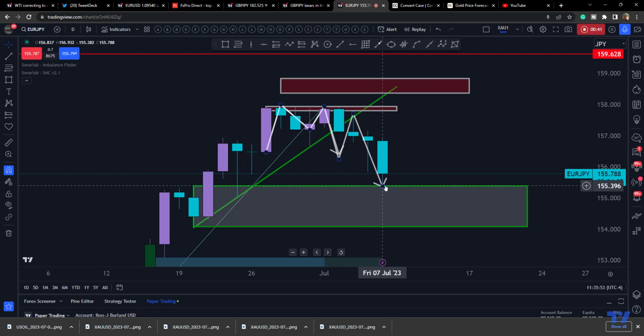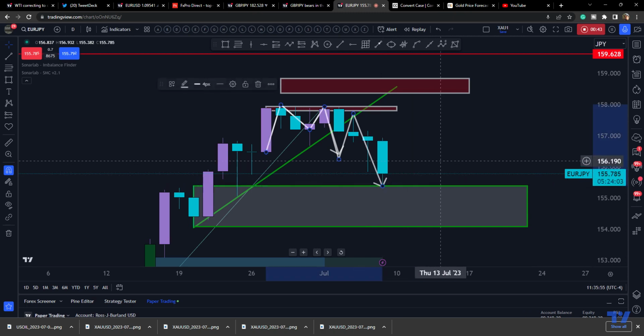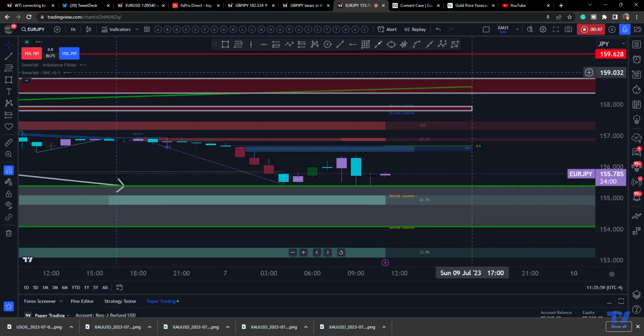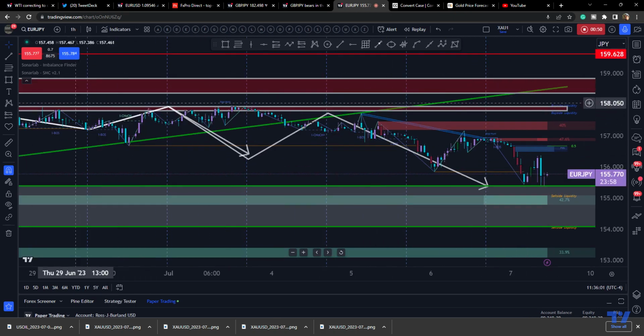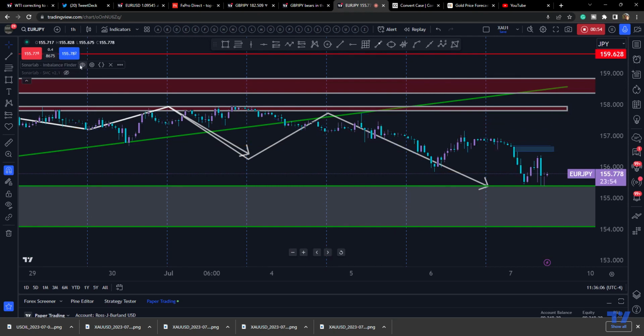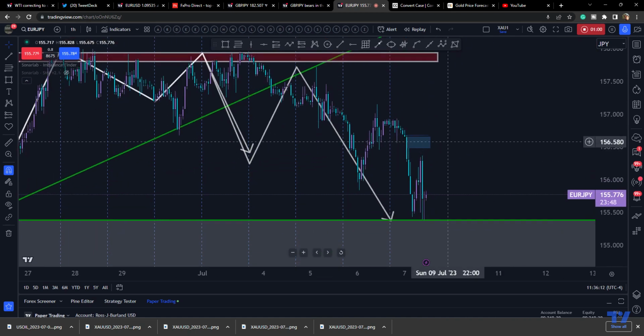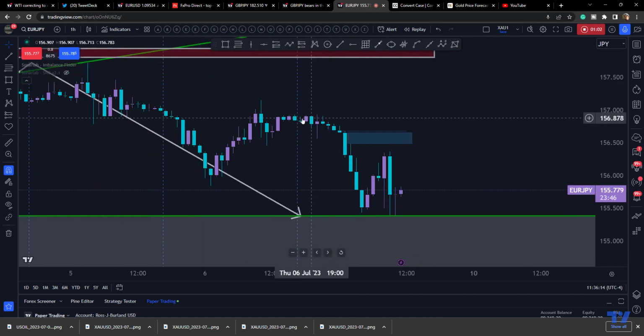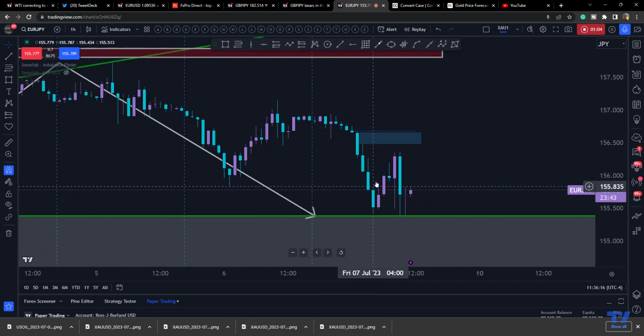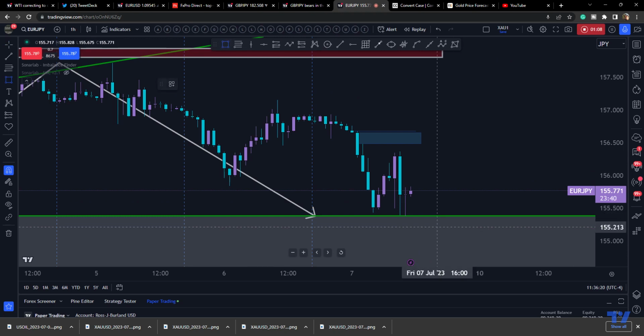Now we're meeting the top of that demand area. We've subsequently moved up from there. Let's get rid of all these drawings. Leave that one on. The price is making a firm bottom.